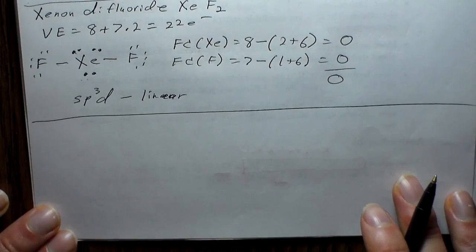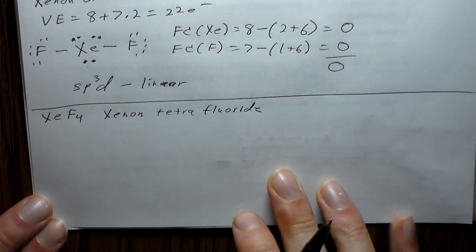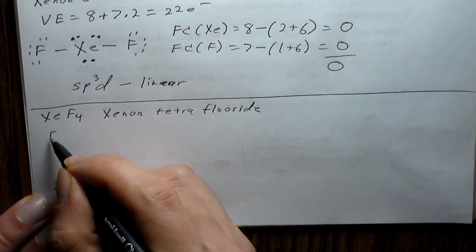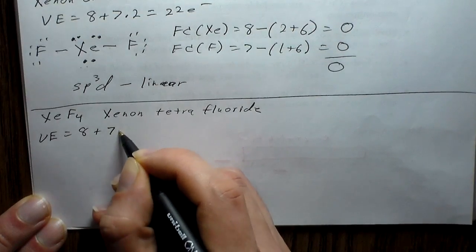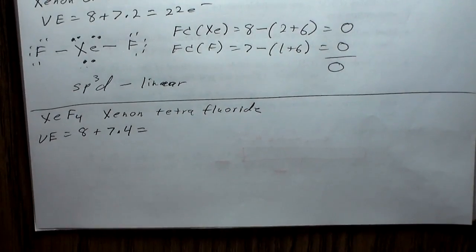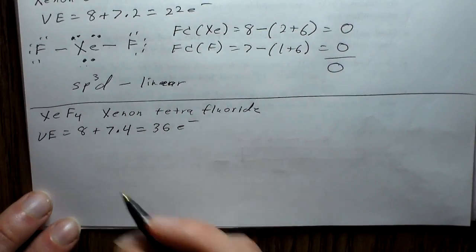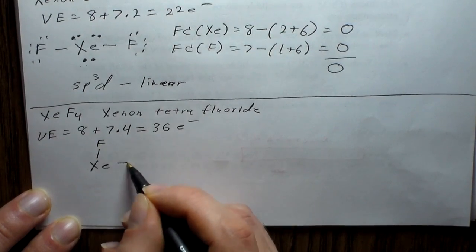All right, next up we can look at the xenon tetrafluoride. So in this case, we're going to have my valence electrons, so 8 for my xenon plus 7 times 4 for my fluorines, and that's going to be 36 valence electrons. So once again, my xenon in the middle, and my 4 fluorines are on the outside.